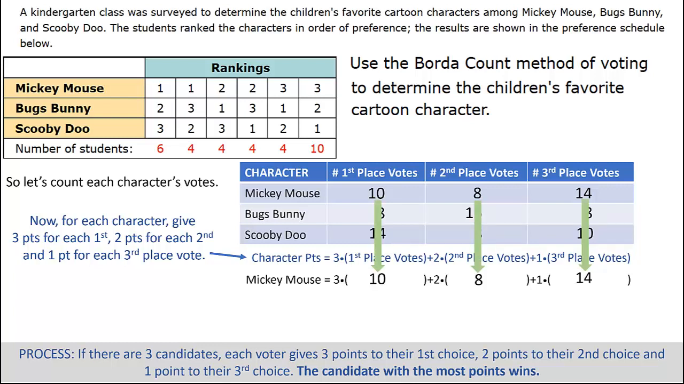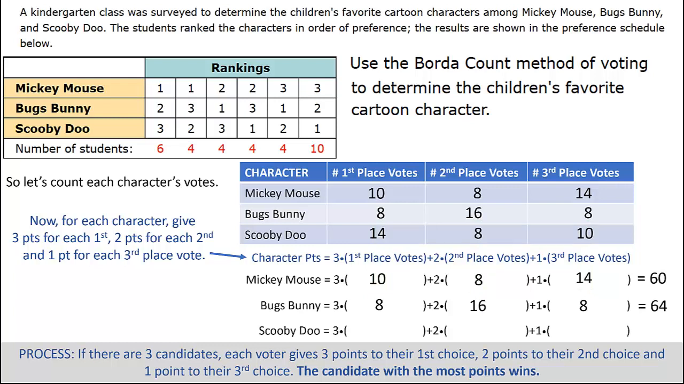Mickey Mouse has 10 first place votes, 8 second place votes, and 14 third place votes. If you multiply 3 times 10, 2 times 8, and 1 times 14, and add that up, you get 60. So Mickey Mouse gets 60 Borda points. Now move to Bugs Bunny. The structure is the same. Push down the first, second, and third place votes. Bugs Bunny had 8 first place votes, 16 second place votes, and 8 third place votes. So you take 3 times 8 plus 2 times 16 plus 1 times 8, and you'll find out that Bugs Bunny had 64 Borda points.